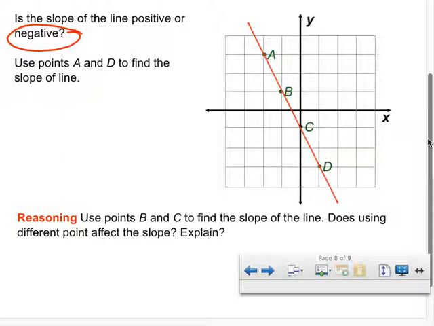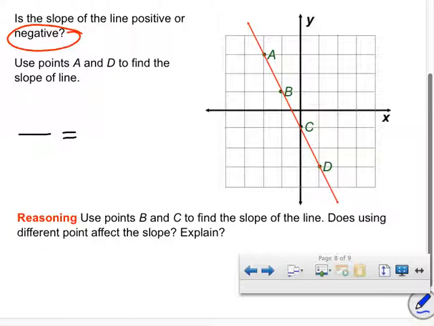Does anybody need help with the formula for slope? What's on the numerator? The rise. The denominator is what? Run. Okay, can somebody tell me the run from A to D? What is the run?